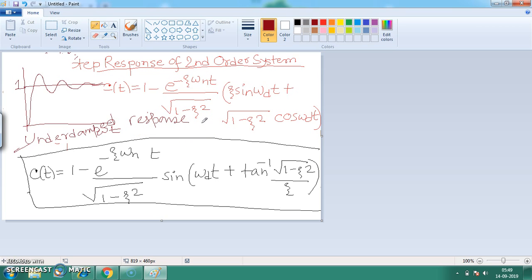Okay. So we know that whenever we are giving a step input to a system which has closed loop poles having negative real parts, it will give us underdamped response. The expression is like this, and the diagram of this is c(t), and the response curve will look like this.